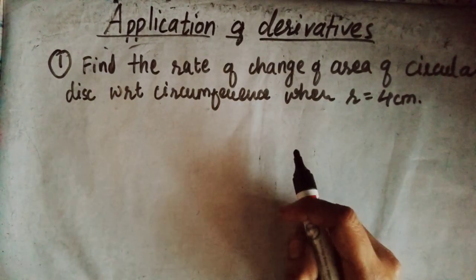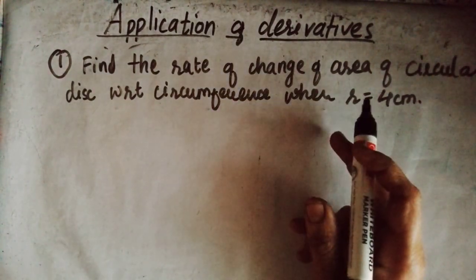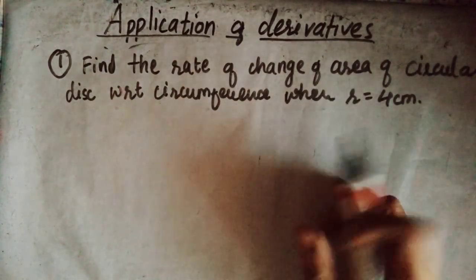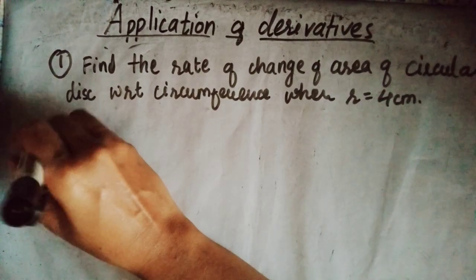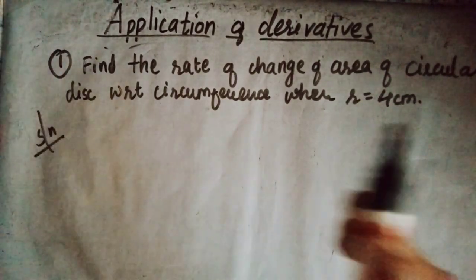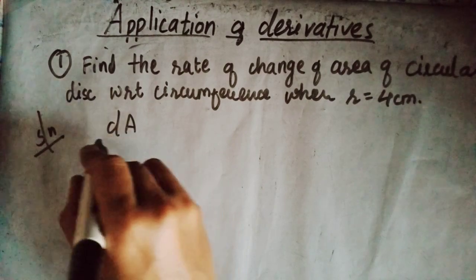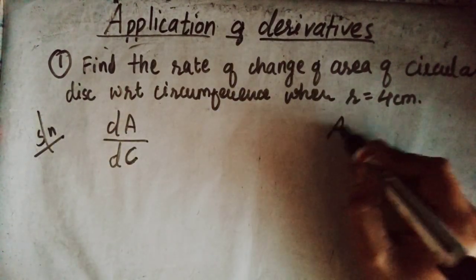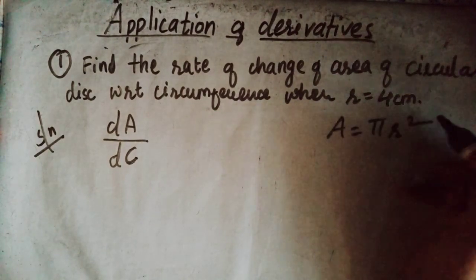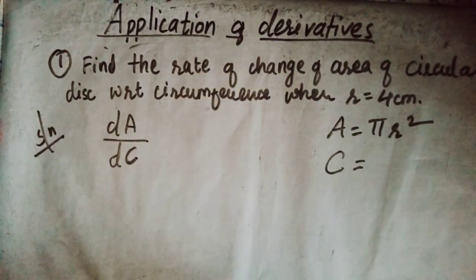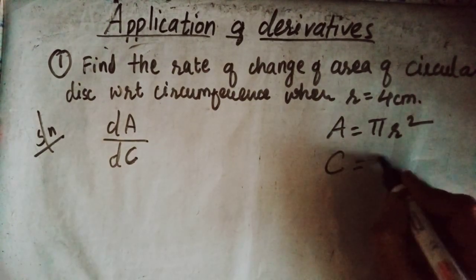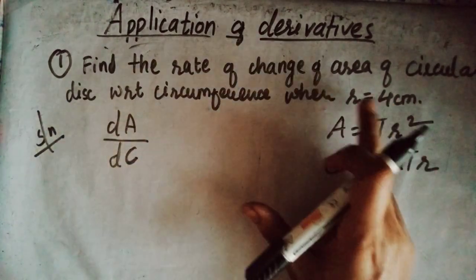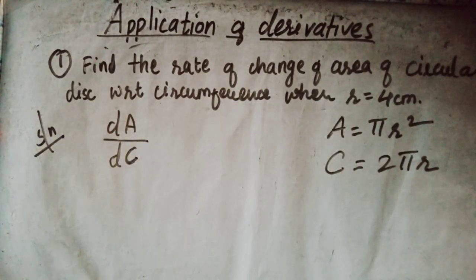So this is a question. Find the rate of change of area of a circular disc with respect to circumference when r is 4 centimeter. Now they have asked to find rate of change of area with respect to its circumference. Okay, what is area of a circle? Pi r square. What is circumference? Circumference is the boundary, that is 2 pi r. Now to find this, r is given, 4 centimeters.